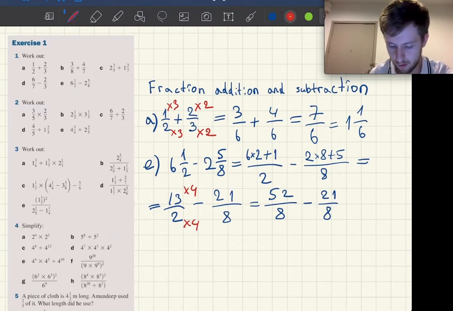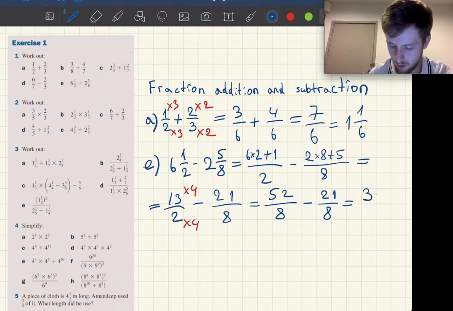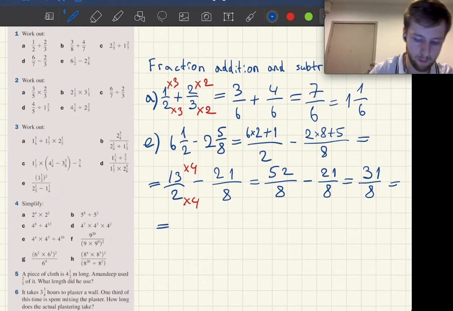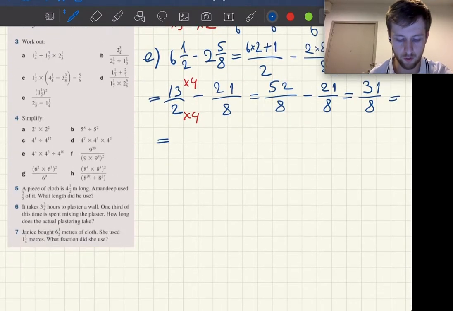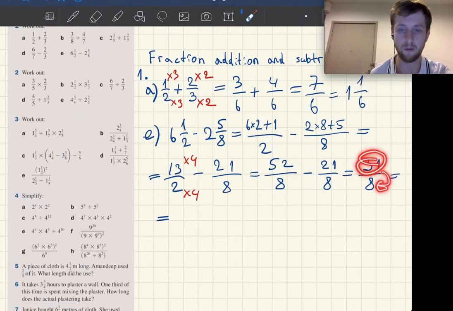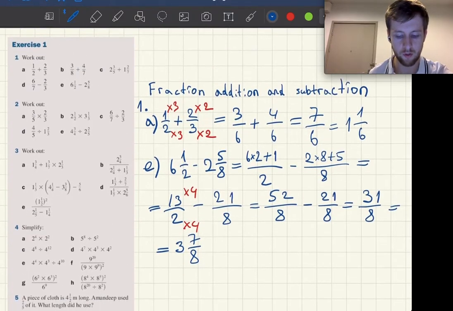So 52 minus 21 is equal to 31 over 8. Again, this number is an improper fraction. We have to turn it into a mixed number. And how to do this? We can divide this number by this number with a remainder, and what we get is 3 and 7 over 8. It's going to be the result. Okay, this is number 1.